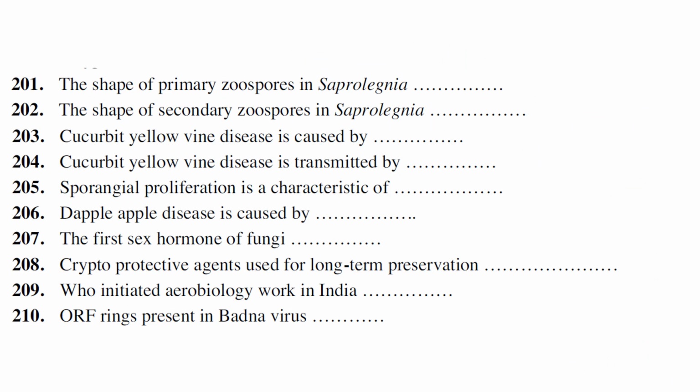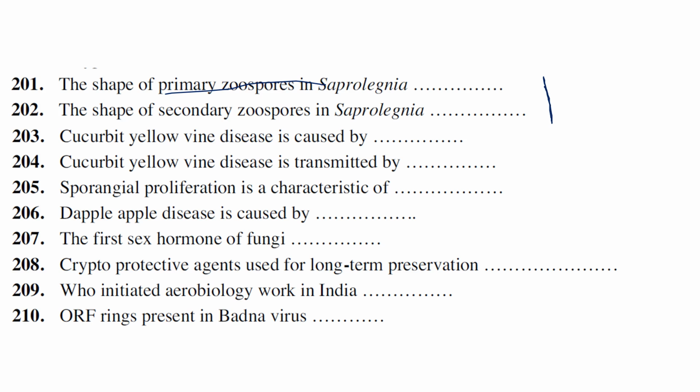In continuation to the previous one, that is 35: the shape of primary zoospores in Saprolegnia. Generally, Saprolegnia fungi produce two kinds of zoospores, primary zoospores and secondary zoospores. This phenomenon is called dimorphism. They're asking just the shape.